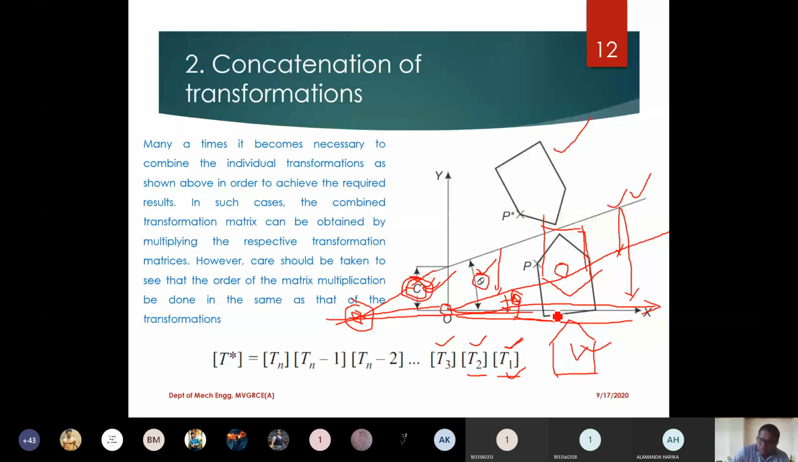The concatenation tells you how you need to multiply all the transformation matrices. Always the first transformation matrix would be the rightmost one. The latest transformation matrix would be the leftmost one. It is not T1 multiplied by T2, then T3. It's not like that. The first one would be at the rightmost. The second operation would be added to the left. So on the left side, we are adding.